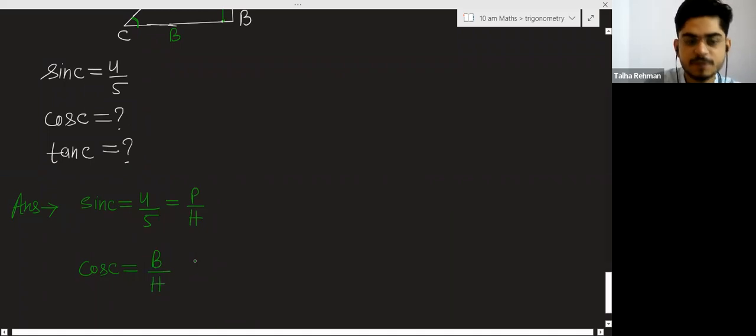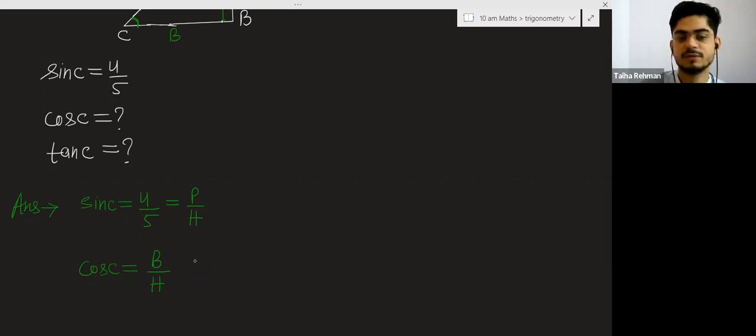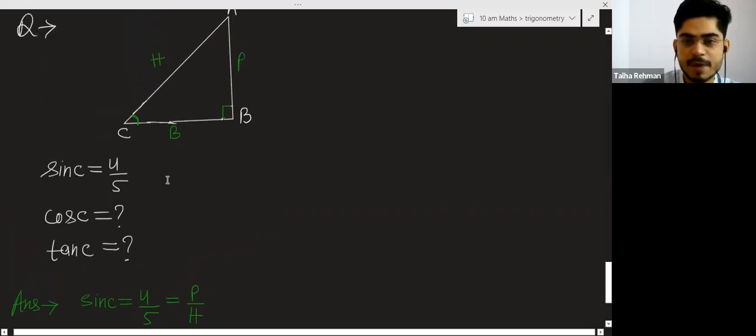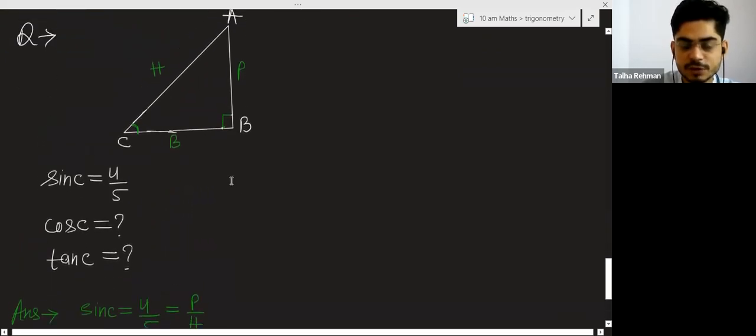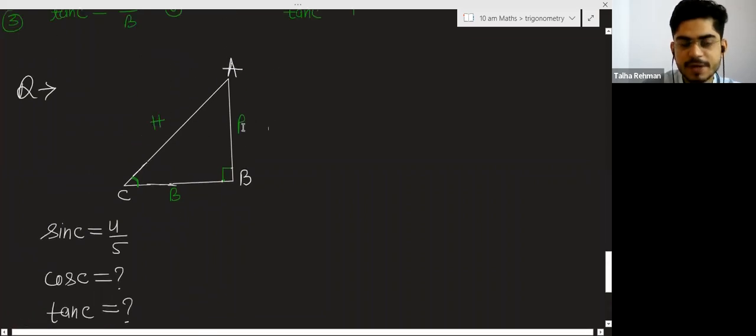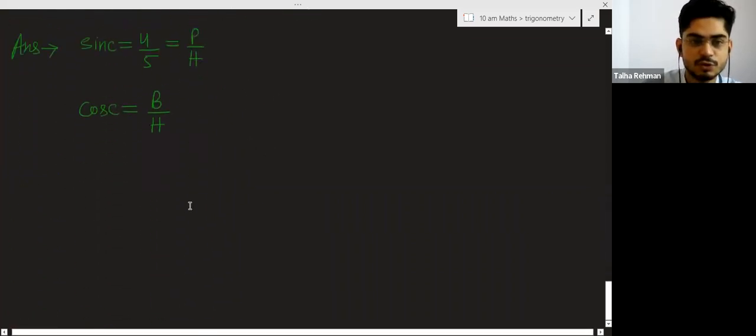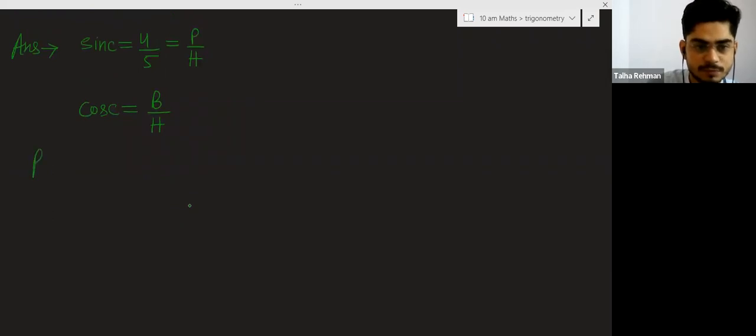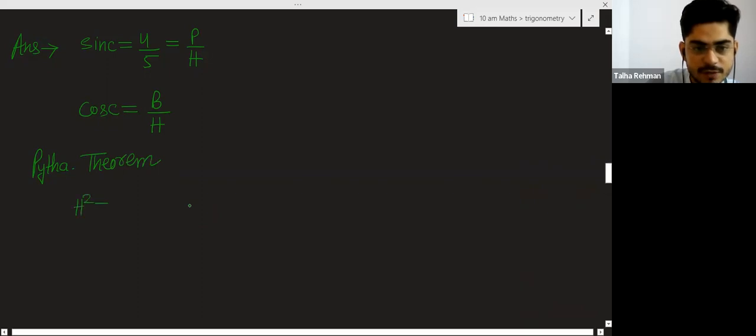We have hypotenuse, but we do not have base. First we will calculate this b. I have told you the Pythagoras theorem. Pythagoras theorem is hypotenuse square is equal to perpendicular square plus base square. So you can apply Pythagoras theorem.